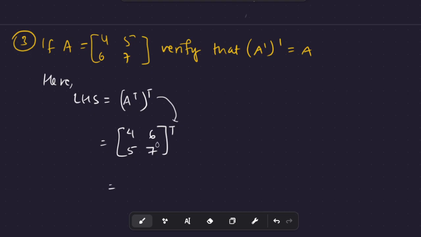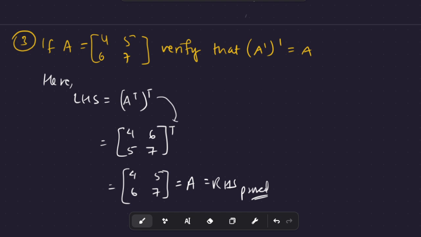Now we need to transpose this matrix again. Now we'll get 4, 5, 6, 7. Is this A? Let's check. In the first row there is 4, 5. In the second row there is 6, 7. That means this can be written as A also. It means A power T whole to the power T is A. It is the right hand side. Proved, or verified. So it can be verified in this way.